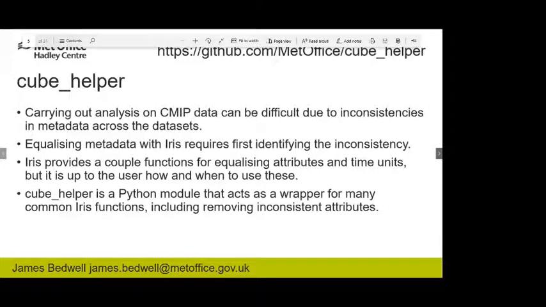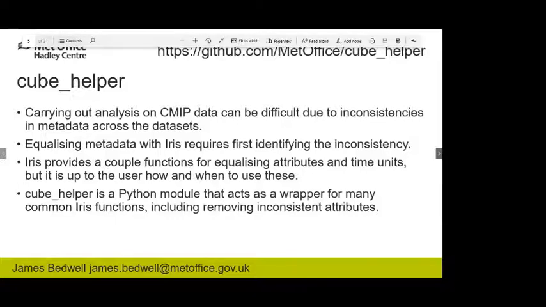So for the last year, I've had an industrial placement student called James Bedwell working with me, and he's developed the Cube Helper module. It's very useful to allow users working with the Iris Python library to work with CMIP5 and CMIP6 data. Iris struggles with CMIP data because typically one variable is split across multiple files. And there are metadata differences in each file, such as the history attribute and the unique ID attribute, which means that Iris is unable to concatenate them into a single cube.